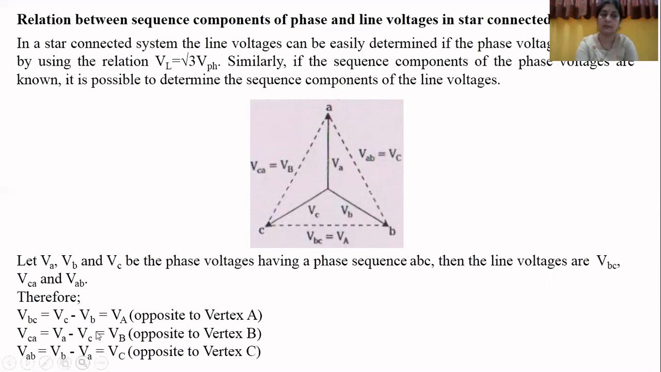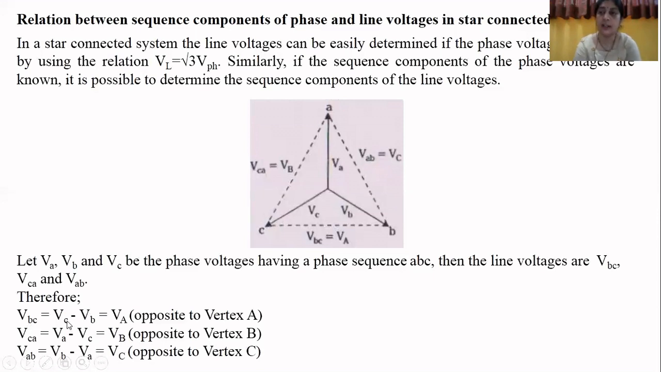Okay. So from the diagram, we can see that this VBC, which is nothing but V capital A, is equal to the difference between this voltage and this voltage. That is VC minus VB. Similarly, VCA is the difference between the voltage VA and VC. And VAB is the difference between the voltage VB and VA. So that is what we have represented for the line voltages in terms of phase voltages.